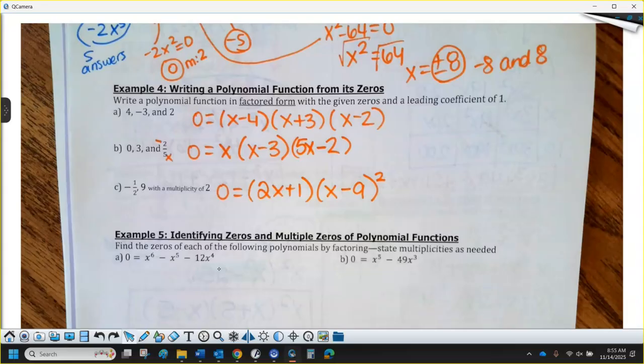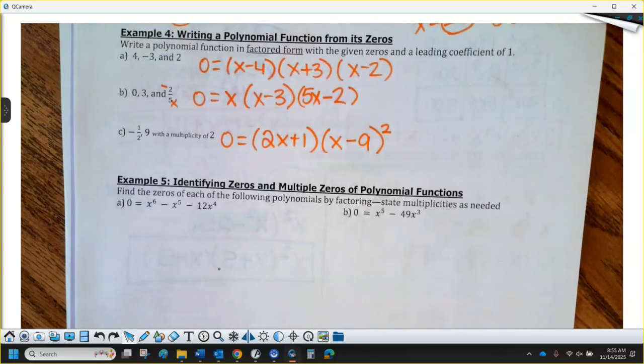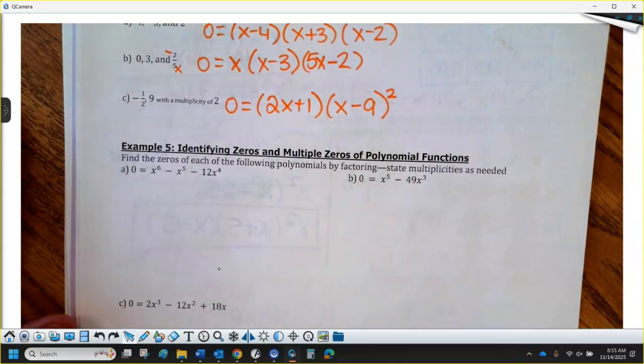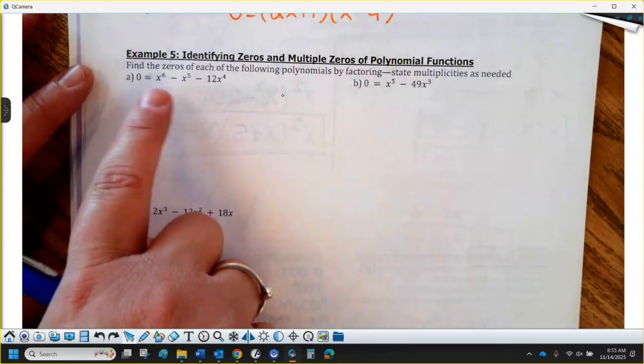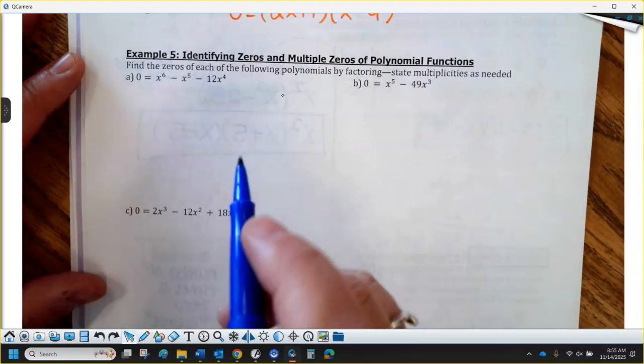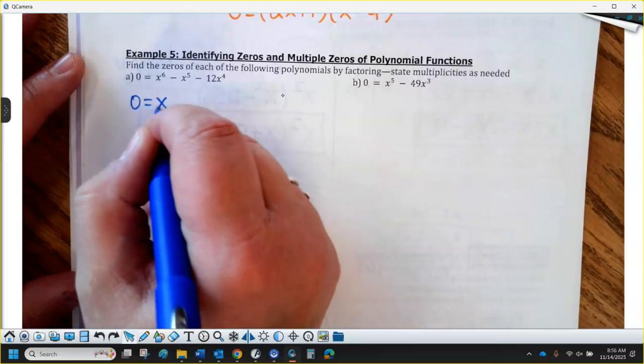Okay, now we're going to tie this all together. I'm going to have you guys factor these at the bottom to actually solve. So these are not expressions, these are equations. So we're actually going to get the answer to the question here. All right, what do all the terms in x to the 6th, x to the 5th, and negative 12x to the 4th have in common? X to the 4th, right?